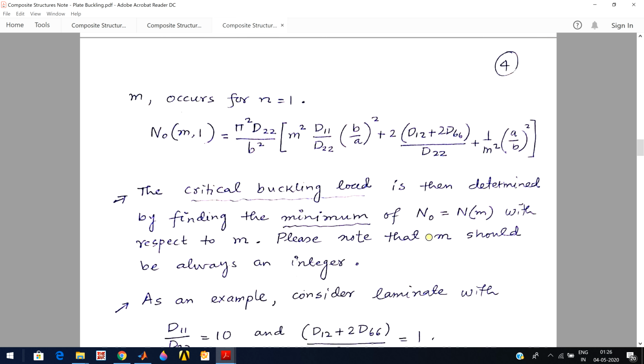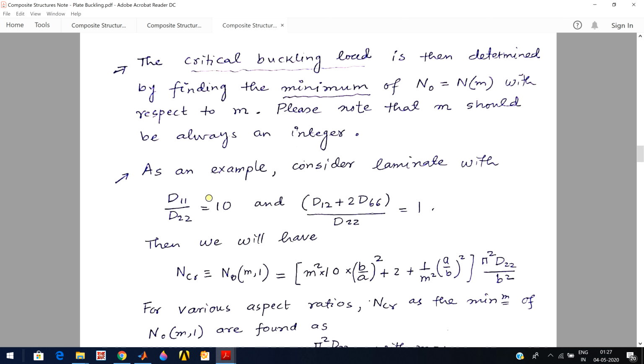And then the critical load will be the minimum of this. So you can see that it is a function of m. So you have to find out which m will give the minimum, and you should also remember that m should always be an integer. So we cannot get a fractional value of m, because that is the half sine wave in the Fourier series. So we have to determine which integer m gives you the minimum buckling load.